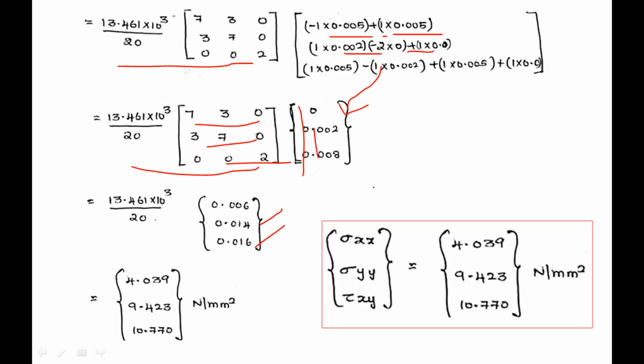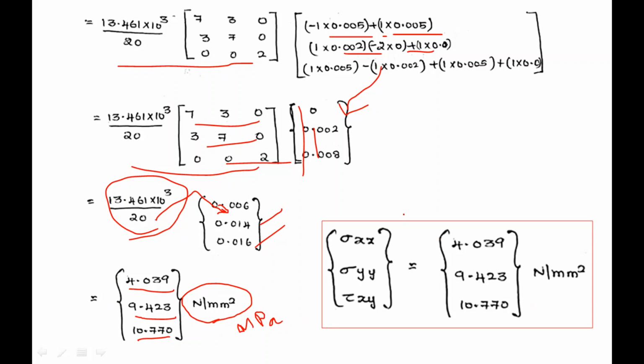For finding the element stresses, it is very easy if you do matrix multiplication in the reverse order. Now you have to multiply this constant inside this matrix to get the actual stress values. Stress values are coming as 4.039, 9.423, 10.770. What is the unit for this stress? Newton per mm square. 1 Newton per mm square is equal to 1 megapascal. That you have to mention: stresses in megapascal.